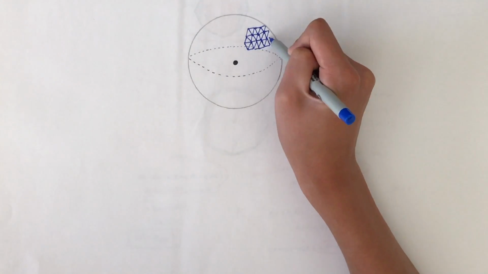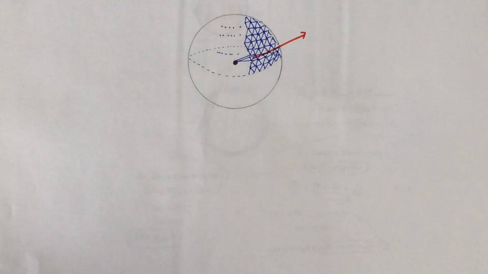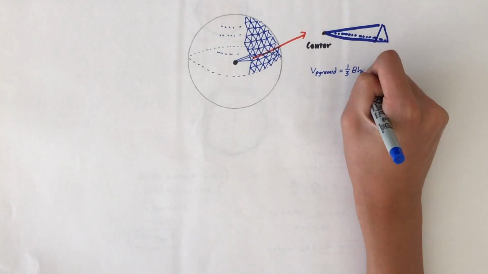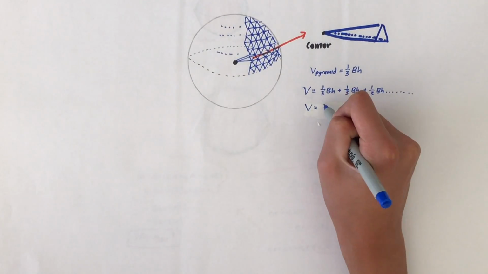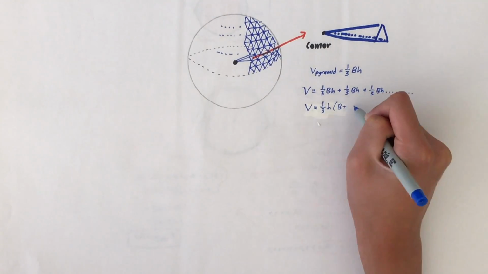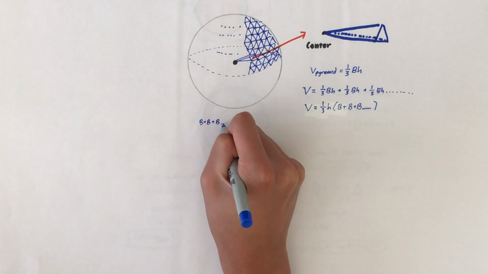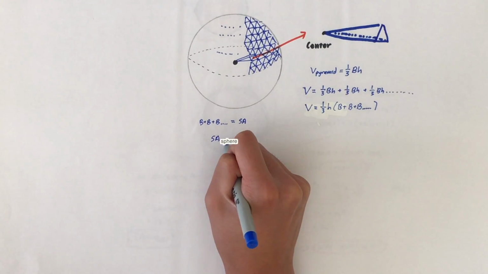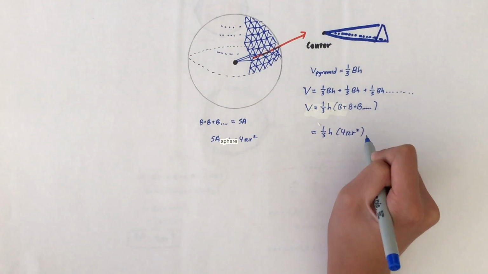So let's say that we have a sphere, but it's actually a polyhedron with lots of faces that are tiny triangles. If you were to connect each of these triangles to the center, it would form a triangular pyramid. And we know that the volume of a pyramid is 1/3 times base times height, so the volume of the sphere would be 1/3 base times height plus 1/3 base times height, and so on. Now, we can factor out the 1/3 and height to get 1/3 height times (b plus b plus b plus b, and so on). The sum of all the base areas would just be the sum of all the triangle areas, and the sum of all the triangle areas is equal to the surface area of a sphere, and we know that the surface area of a sphere is 4 pi r squared. So we could substitute that in.